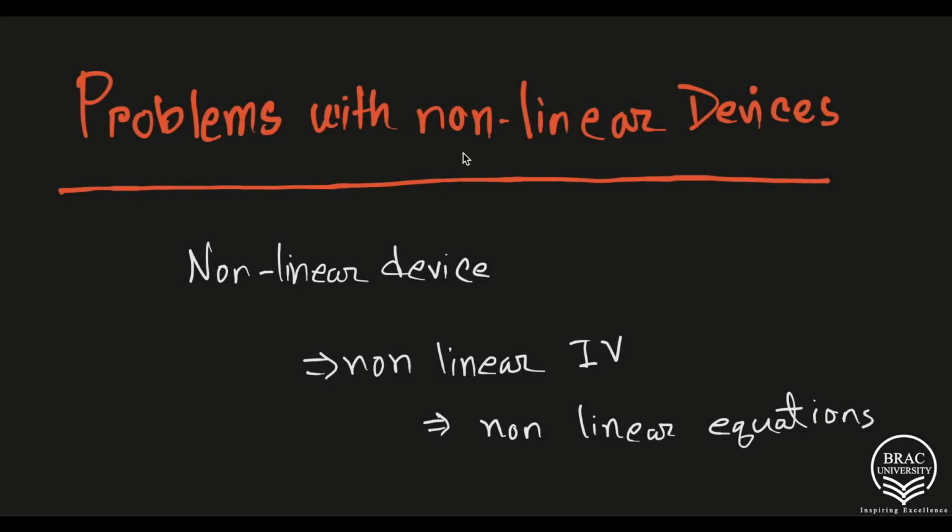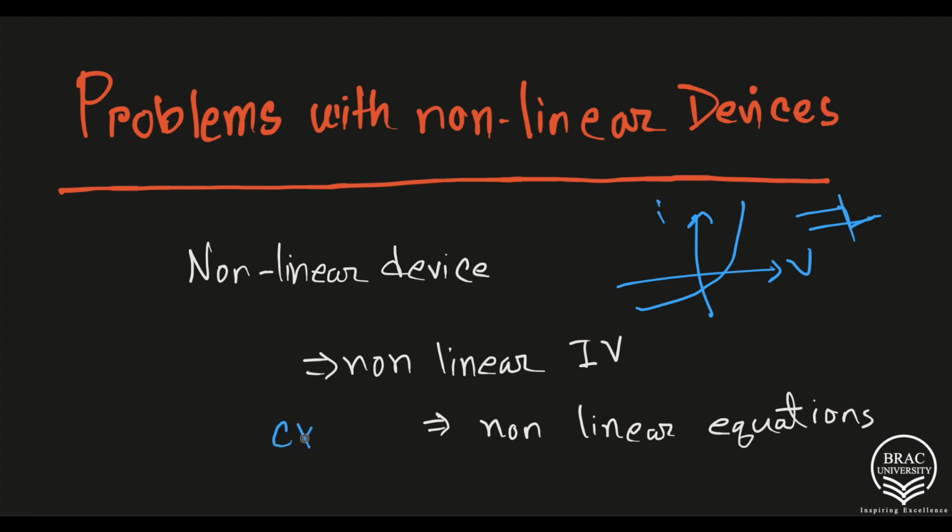So now that we know why nonlinear devices are important, now let's talk about some of the problems that we might face while dealing with nonlinear devices. Well, as you know, nonlinear devices have nonlinear IV. Their IV curve might look like this, an exponential function, or it can be like this. So these devices produce nonlinear equations, right?